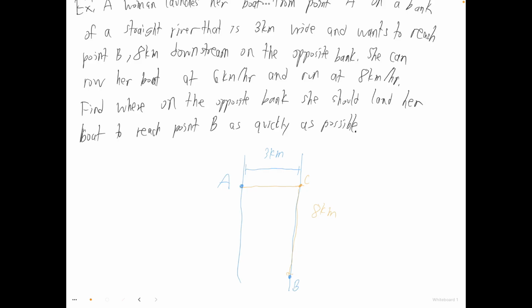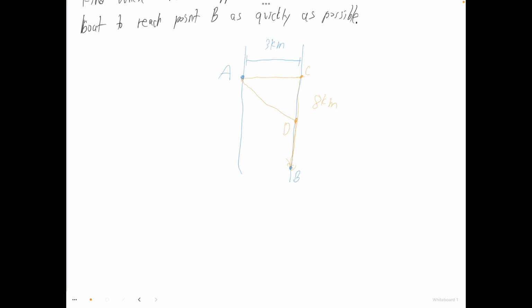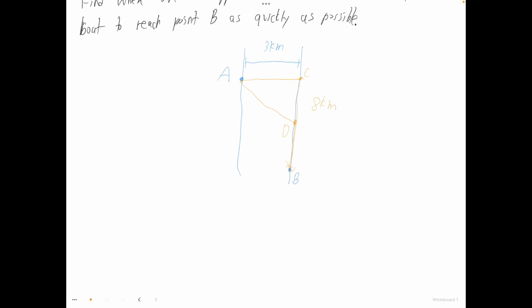And so what we're doing is we've got that we're rowing some distance to some point D here, and then running the rest of the way to B. So we're going to row across to some point D, and then run the rest of the way to B. And we want to figure out where she should land, so how far downriver she should land, in order to get to point B as quickly as possible. Okay? And so hopefully that makes sense.